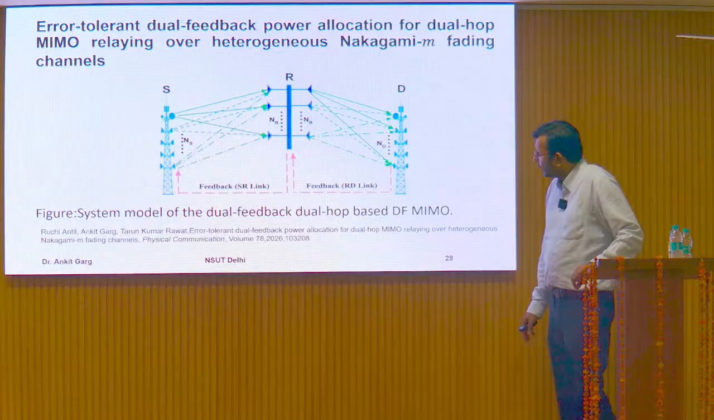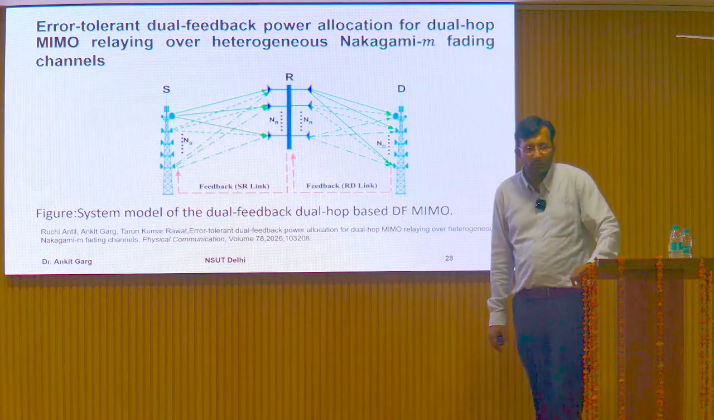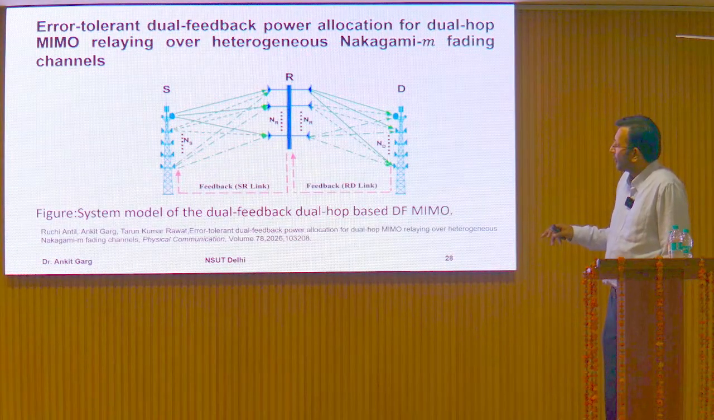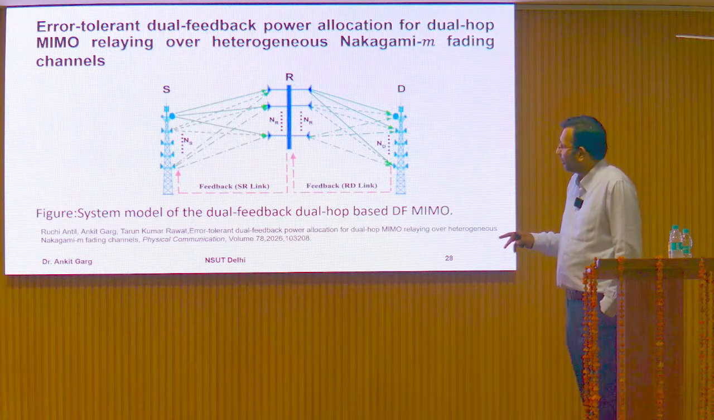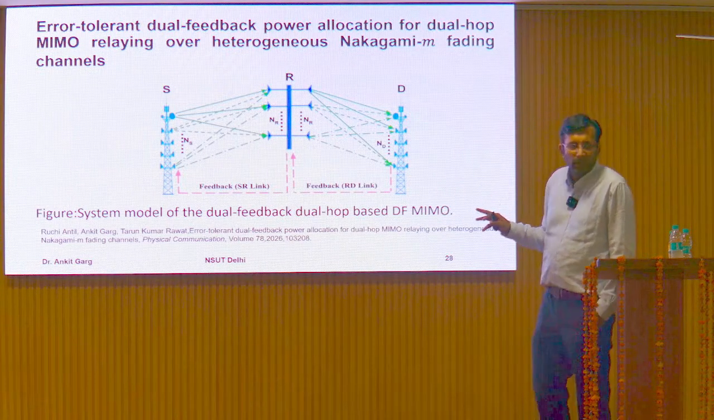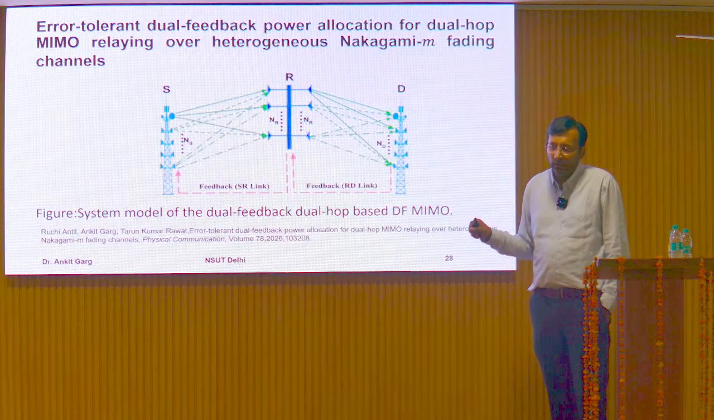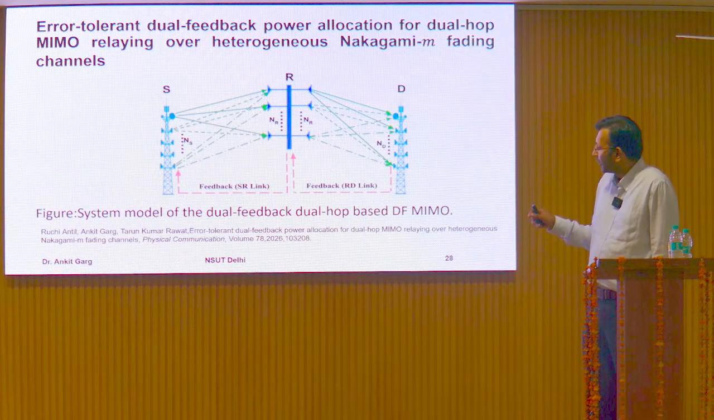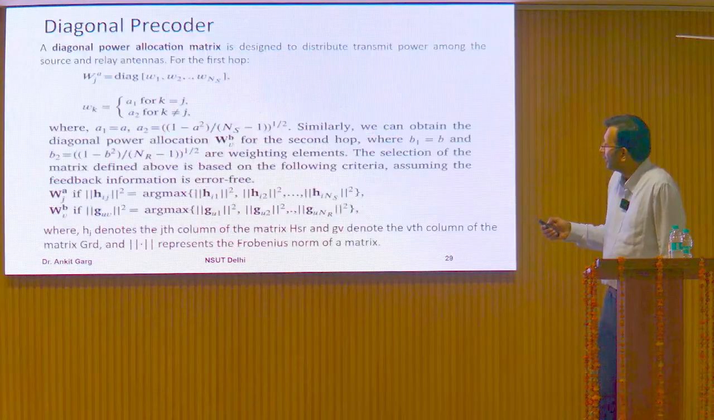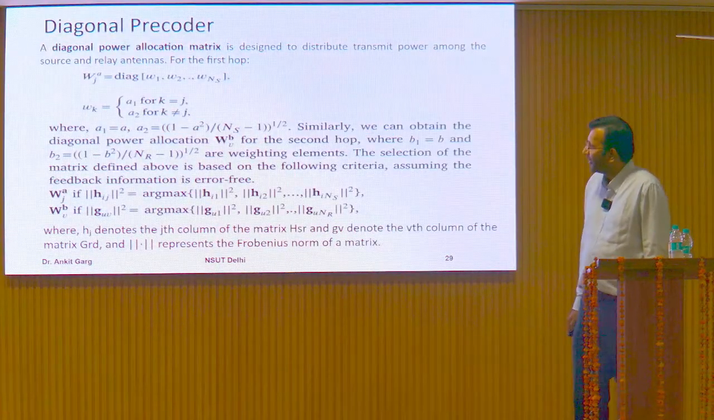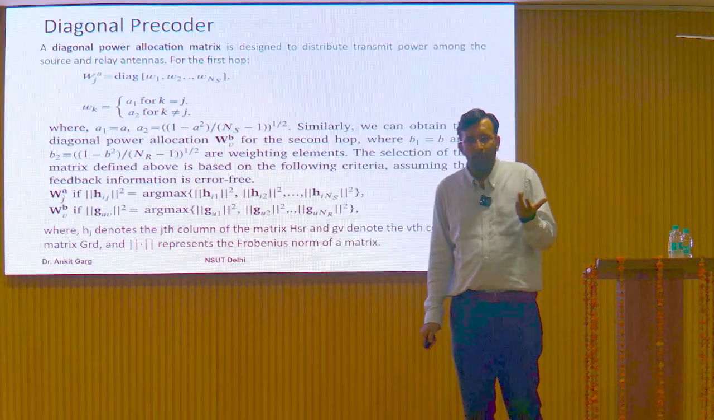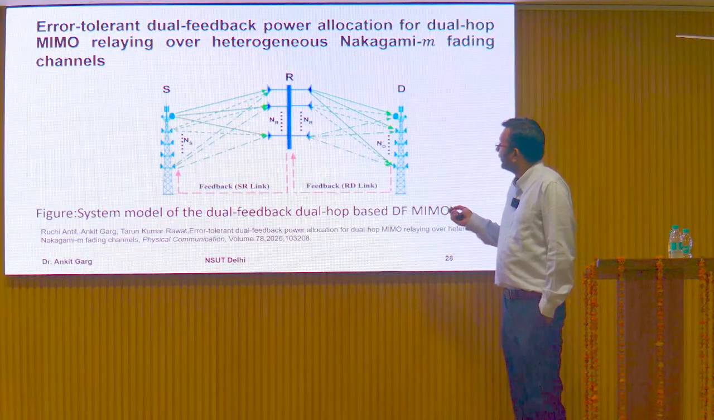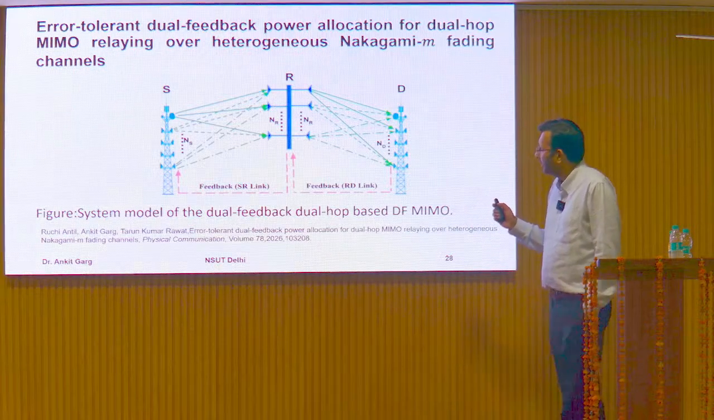Okay, now we have a dual-hop, dual-feedback MIMO system. We feed back information from the relay to the source, and then from the destination to the relay, to select the best antennas at every hop. It's quite an interesting one. So here we have a precoder design for the first hop from R to S, and the same precoder design with different weights for D to R.